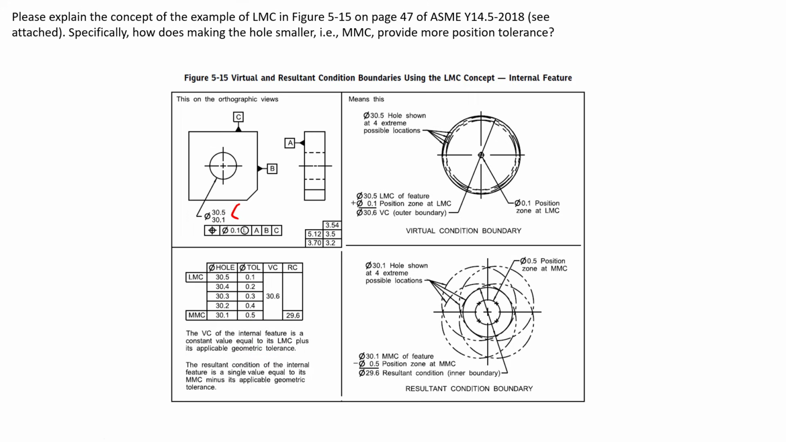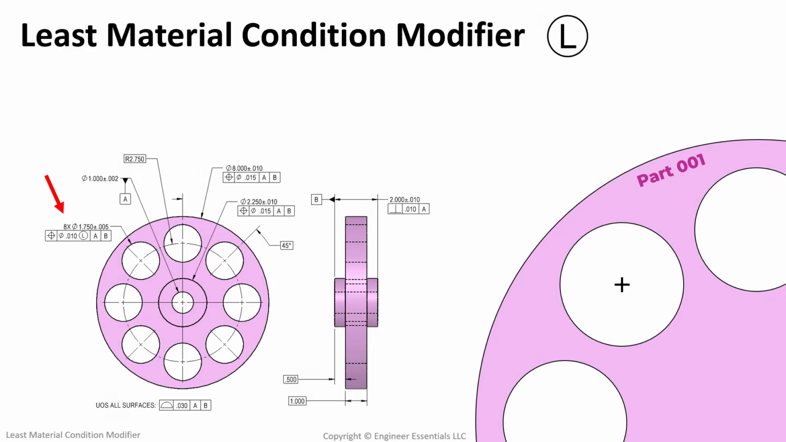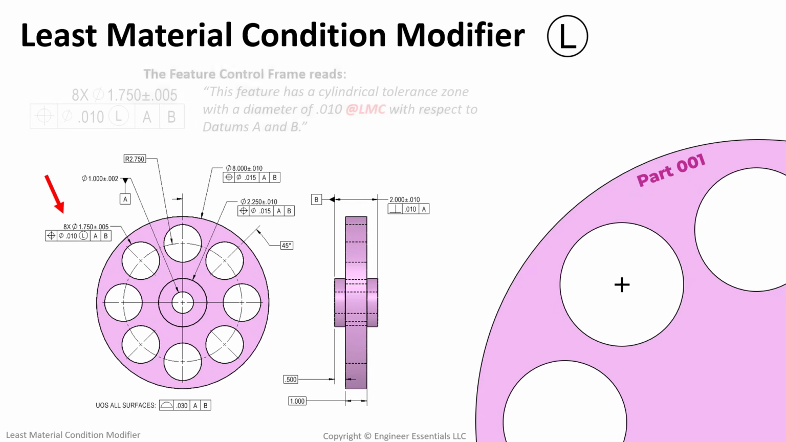These images from the standard leave a little bit to be desired. So we've got a sample drawing here that we teach in our course. It's just a simple flywheel. We made it up, but it's got a pattern of 8 holes around the edge of this part. And we're controlling those 8 holes with this feature control frame, with a diametric position tolerance of 10 thousandths modified at LMC.